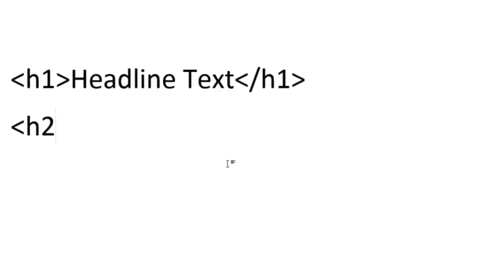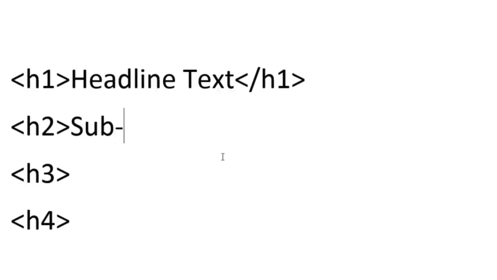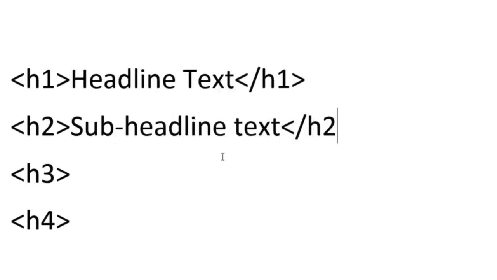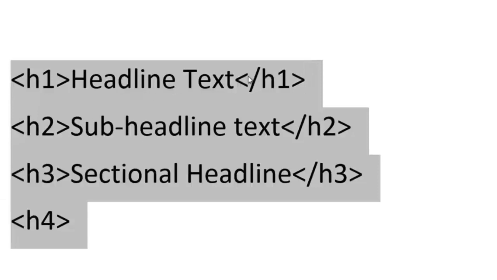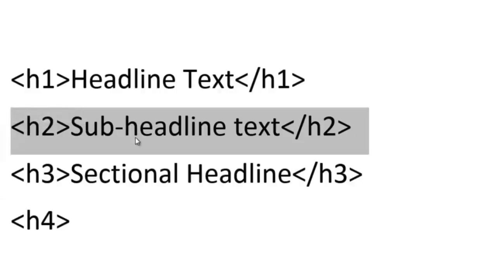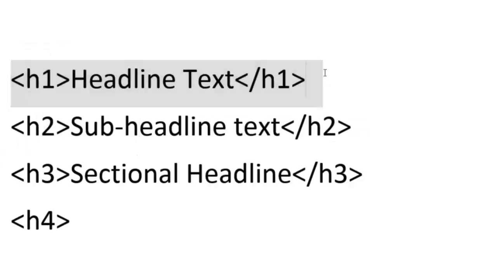If you want to decrease in size, it would go H2, H3, H4, and so forth. You would do the exact same thing. This could be something like a sub-headline text. Then, we can close that off with slash H2. This could be something like a sectional headline, and we close it off with slash H3. So, as the number gets bigger, the heading gets smaller, but it's still a headline. Now, when Google comes along, for example, and they read these headlines, they say, okay, this is the headline. This might not be as important as this headline. We don't know exactly, but that's what we've seen.